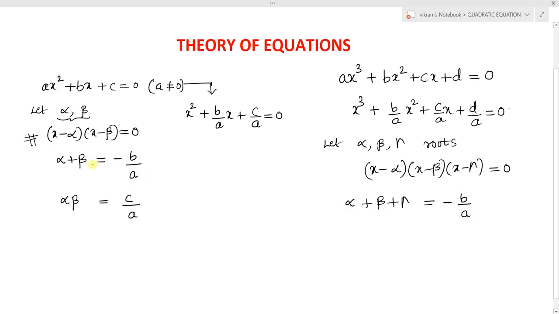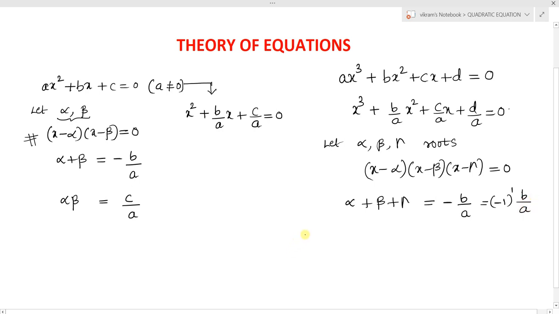Here we are taking individual roots, one root at a time, and adding each root: alpha plus beta plus gamma. So we can generalize this as minus 1 power 1 into b by a.